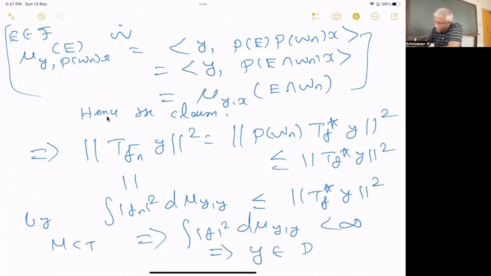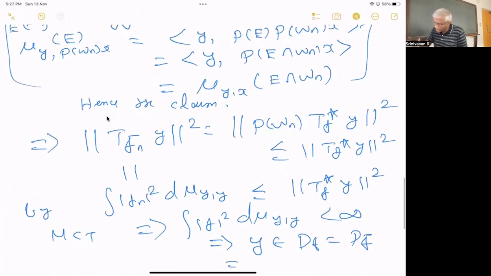So this implies y is in the domain of f, sorry, Df, whatever we defined as Df, which is equal to Df bar, of course. That's what we want to prove. So this implies Tf bar equals Tf star. The domain also matches.